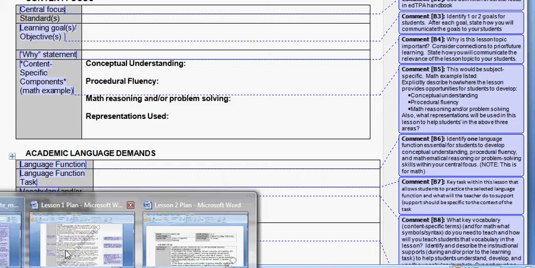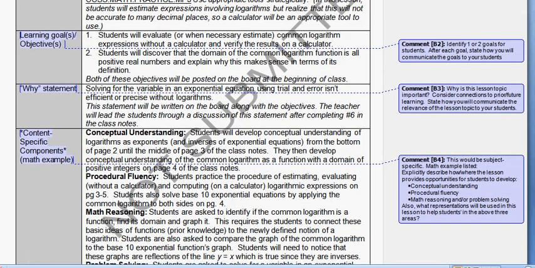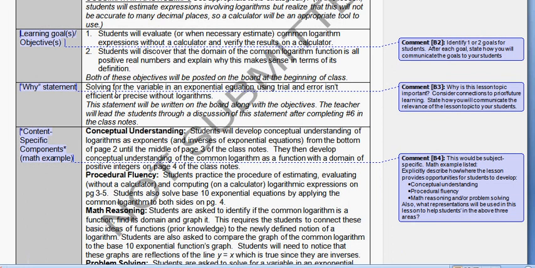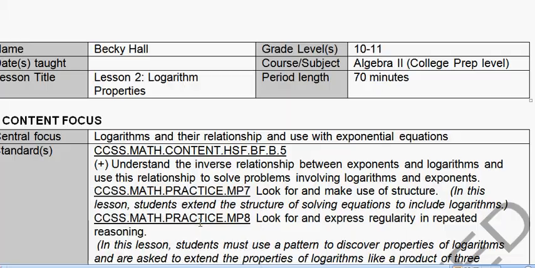So just to give you an example, in this one: solving for the variable in an exponential equation using trial and error isn't efficient or precise without logarithms, right? So the whole point of this lesson will be to talk about how you solve an exponential equation using logarithms. And so why would you want to do this? Well, because trial and error is just not very efficient. That really gets at the heart of helping students see why we would want to learn this.